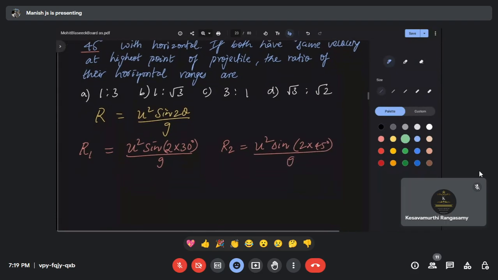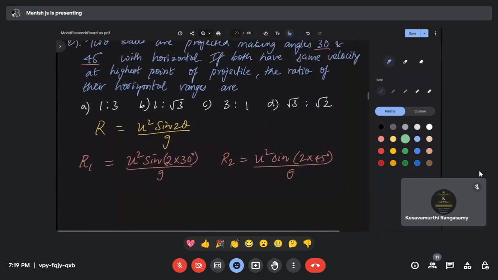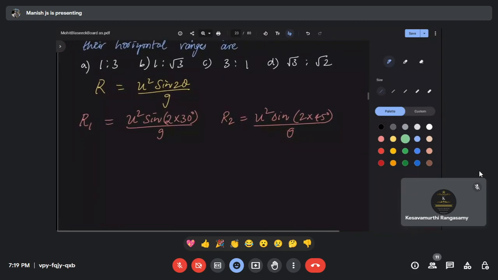So what are they asking? They are asking the ratio of their horizontal ranges, meaning R1 by R2. You just need to do this. So you would get u square sine 2 times 30, which is 60 degrees, upon g, the whole upon u square sine 2 times 45, which is 90 degrees, upon g. What can you cancel? You can directly cancel the u square terms. You can also cancel the g term. So what are you left with?